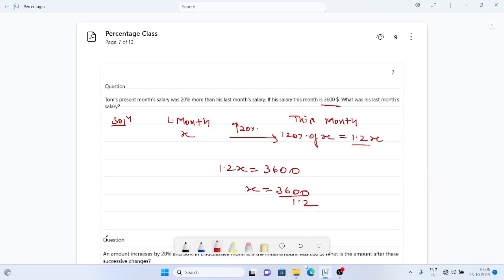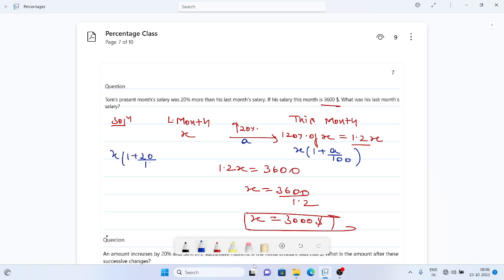So what is the salary for last month? The salary is $3,000. Either you use this, or you use the formula. What is the final value? If we treat the increase as A, then it becomes x times (1 plus A by 100), and A is 20. So x times (1 plus 20 by 100) is nothing but the given 3600. This is the second method, the formula.